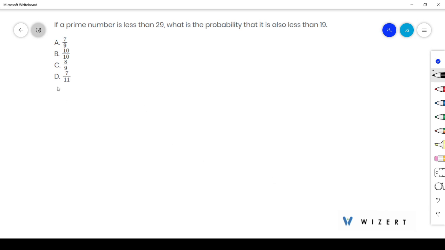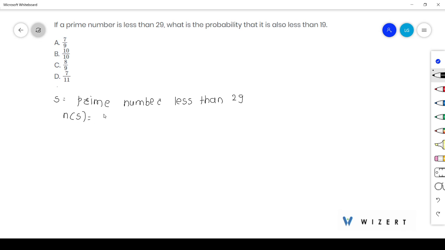Our question is, if a prime number is less than 29, what is the probability that it is also less than 19? Suppose S be the sample space of a prime number less than 29.